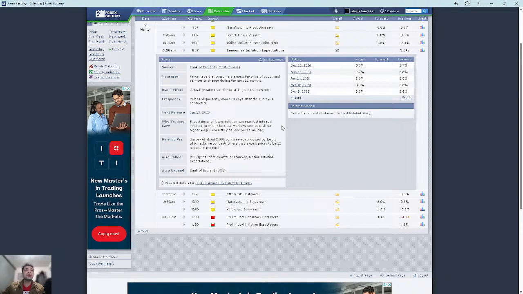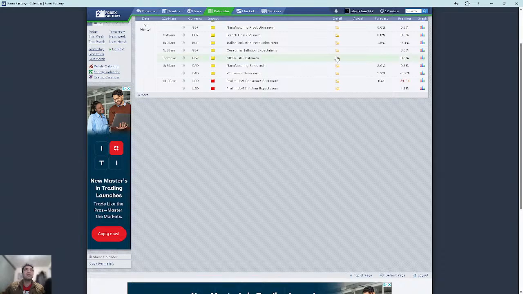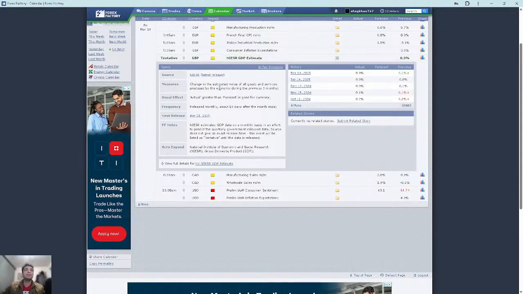It is a survey of about 2000 consumers conducted by IPSOS, which asked respondents where they expect prices to be in the next 12 months. It is conducted for the Bank of England, and we have a GDP estimate as well, that measures the change in the estimated value of goods and services produced by the economy during the previous 3 months. It is released monthly, about 10 days after the month end. Basically, the organization behind the survey, NIESR, estimates the GDP data on a monthly basis in an effort to predict the quarterly government release data.